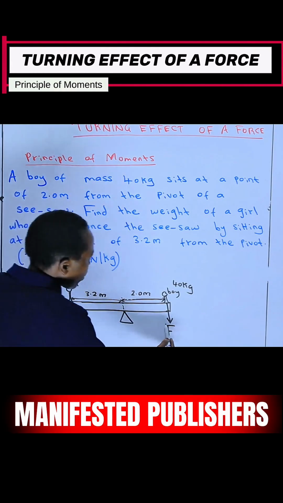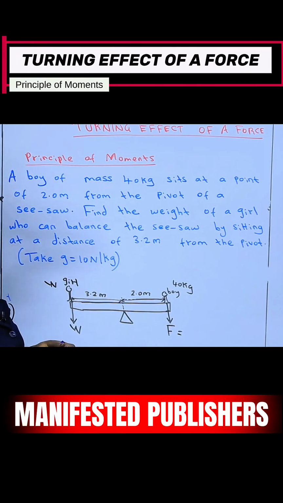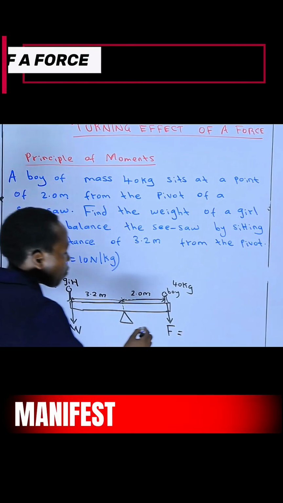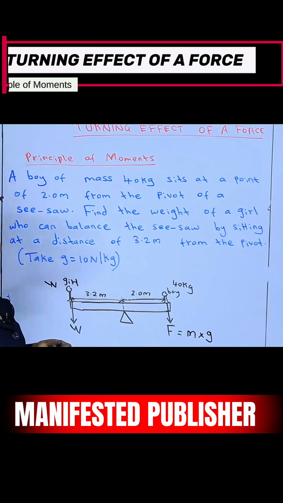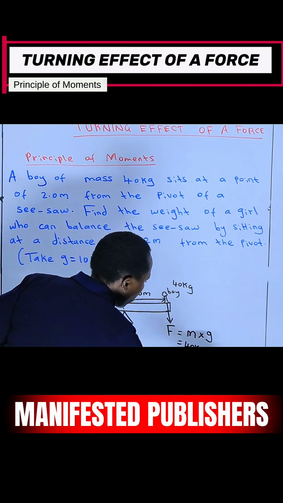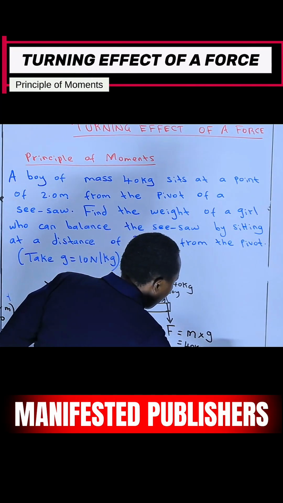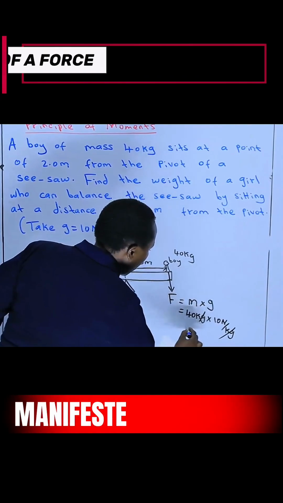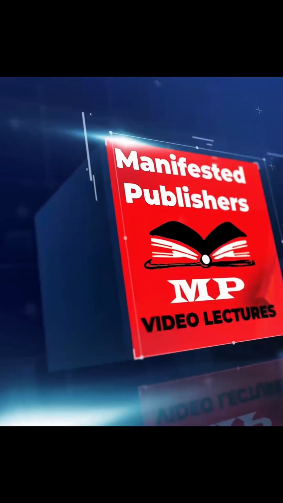So to start with, we need to get the force here that will be exerted by the boy. From Form 1, we learned that force is given by mass multiplied by the gravitational force. And the mass of the boy is 40 kilograms. The gravitational force is 10 newtons per kilogram. So we can multiply and get 400 newtons.